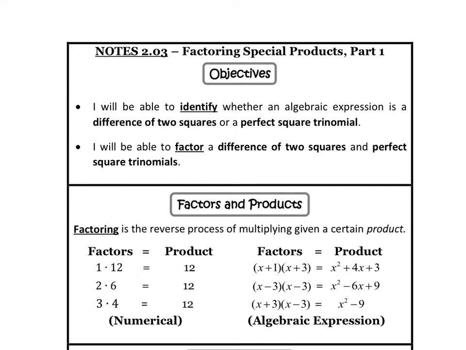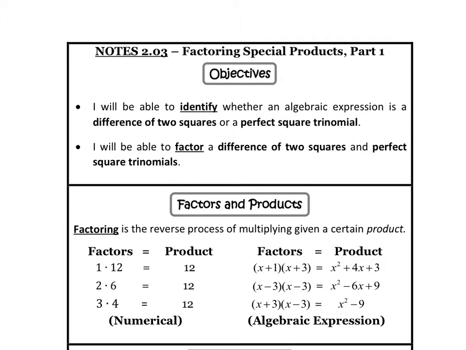Good morning, guys. Today we're going to be talking about factoring special products, and this is going to be part one. And just to make sure we're on the right notes, we're on 2.03. Our goal today is to be able to identify and factor these special products called the difference of two squares and perfect square trinomials.